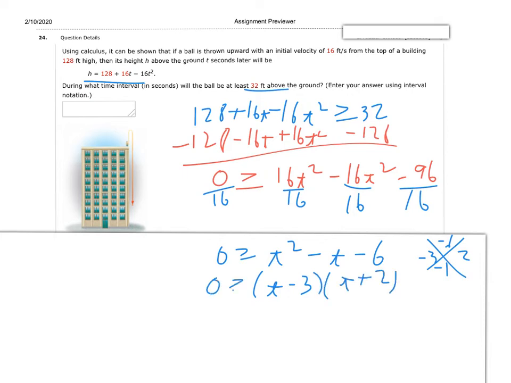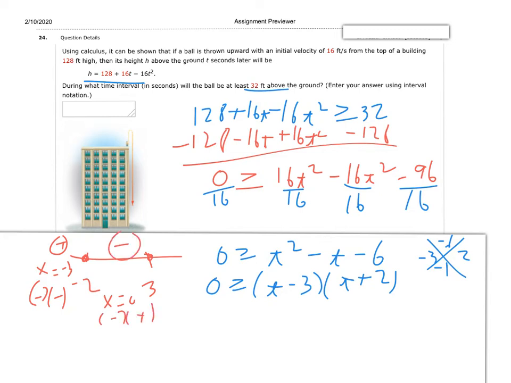Now, remember that this is a nonlinear inequality, so we're going to have to do a number line, and we're going to have to do test points. We got negative 2, and we got 3. Let's say they're both closed dots. And so I'm going to try out here, x equals negative 3. In the factored form, negative 3 minus 3 is negative, negative 3 plus 2 is negative. So this comes out positive. If I try x equals 0, it'll be a negative times a positive, so that'll be a negative. And then x equals 4 would be a positive times a positive, so that would be positive.